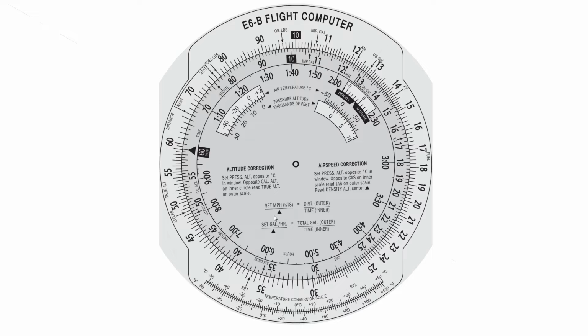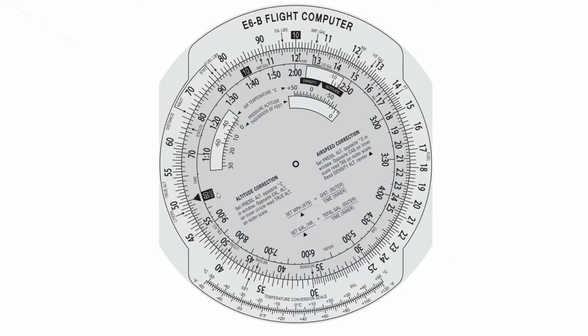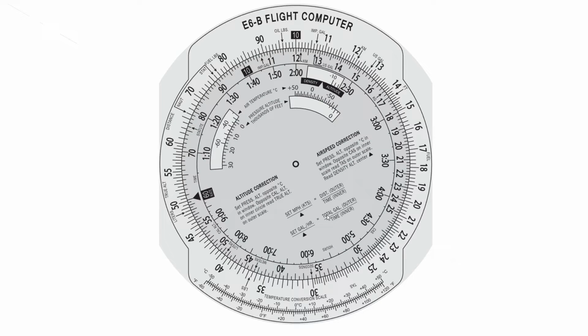So here we go. We got 5 gallons per hour. So gallons per hour is lined up with the black triangle, and total gallons is on the outer ring and time is on the inner ring. So let's go ahead and do 5 gallons per hour with 30 minutes. So 30 minutes on the inner ring here, and that is lined up with 2.5.